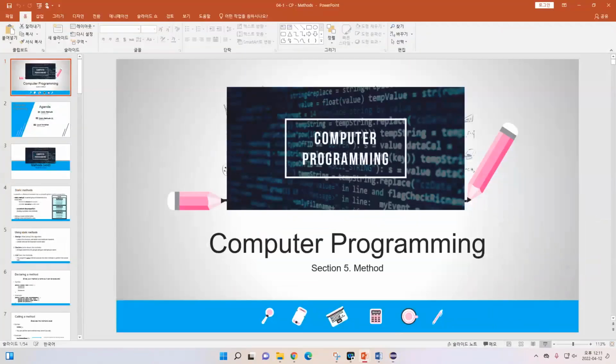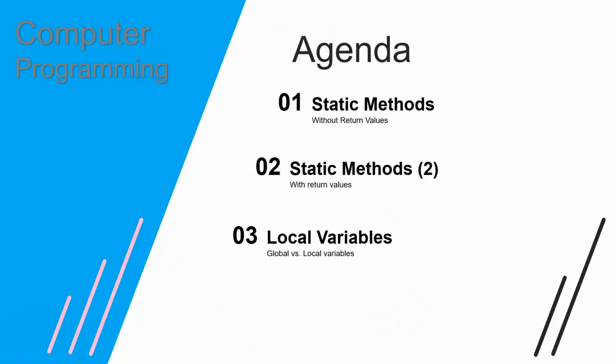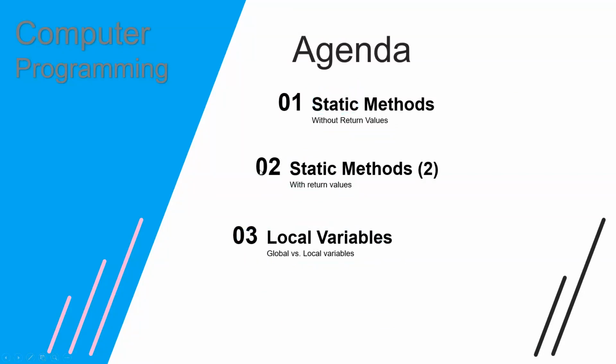Now let's discuss methods. What is a method? We are going to learn static methods. We have static methods without return values, and we will learn static methods with return values. And at the end, we will learn about local variables. What does it mean by local variables?